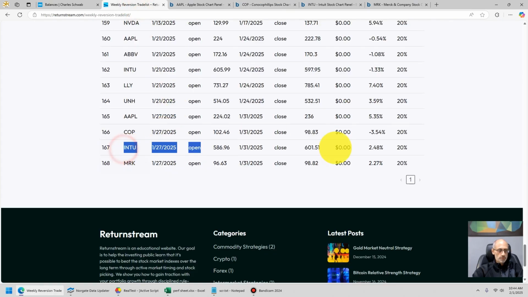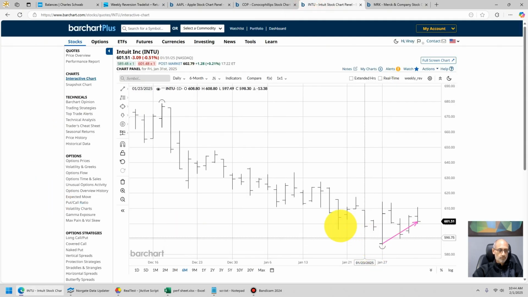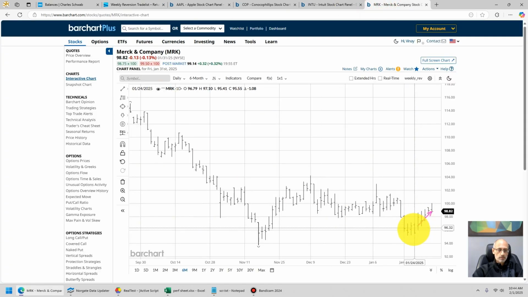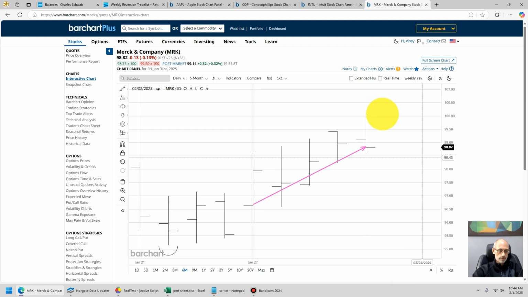Next one was Intuit. Made 2.5% on that one. So this is the reversion, or the dip that happened in the recent past, and so we got in here on Monday and sold here on Friday. The last one was Merck, where we made about 2.25%, and so this was the dip that it bought, and we made money from here to here.